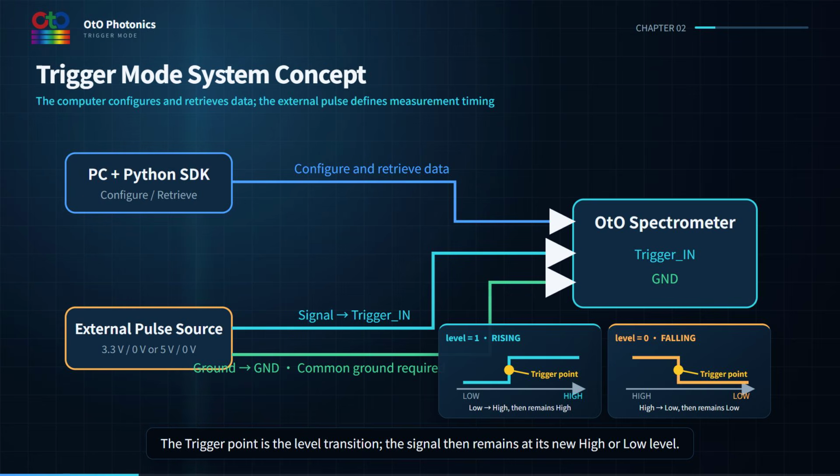The program must also select the trigger edge. A level value of 1 selects the rising edge. Trigger is detected at the transition from low to high, and the signal then remains high. A level value of 0 selects the falling edge. Trigger is detected at the transition from high to low, and the signal then remains low.